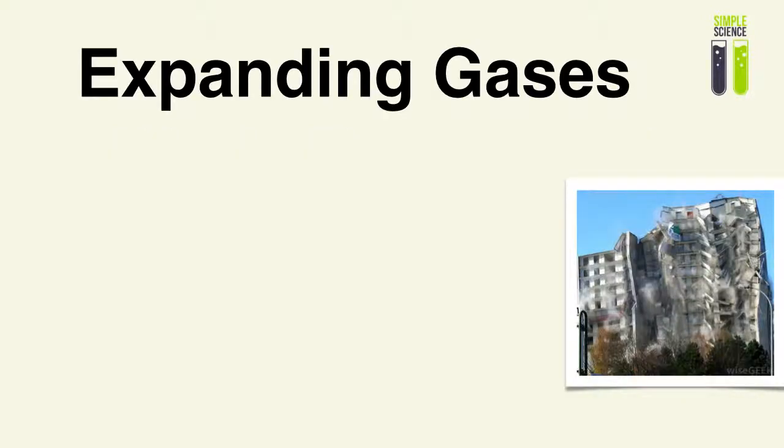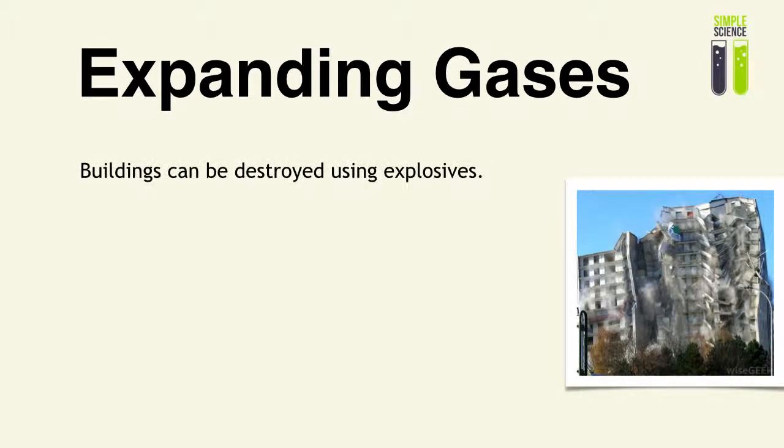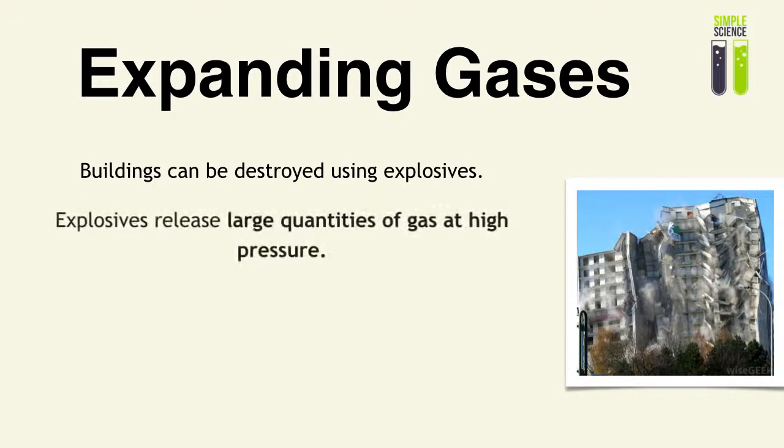Now look at this building. It is being destroyed by explosive, and buildings can be destroyed by explosive. We've seen them in the past. And how do explosive destroy buildings? It releases quantities of gases at high pressure. And these gases at high pressures are capable of destroying buildings.